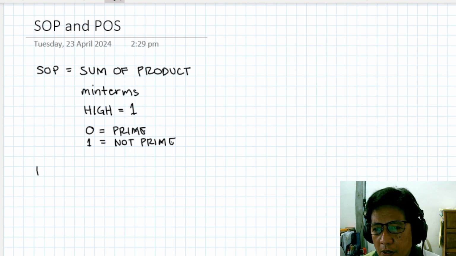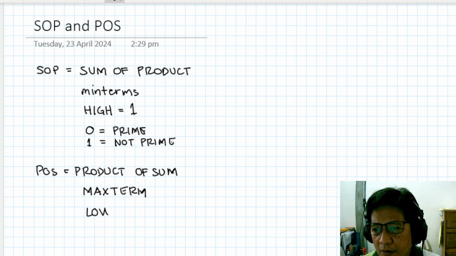While for the POS, this is equivalent to product of sum, where these functions are made up of what we call max terms. And these max terms came only from the output which is set to low, or equivalent to 0.